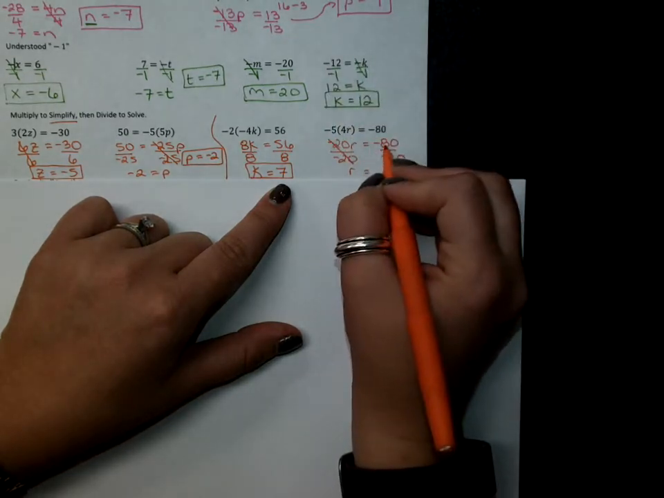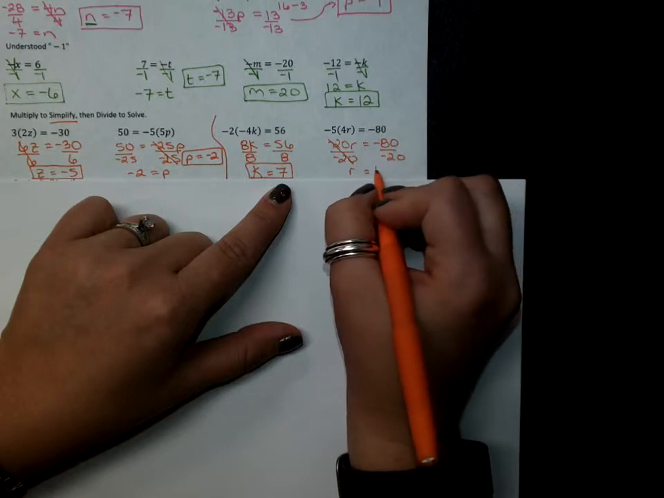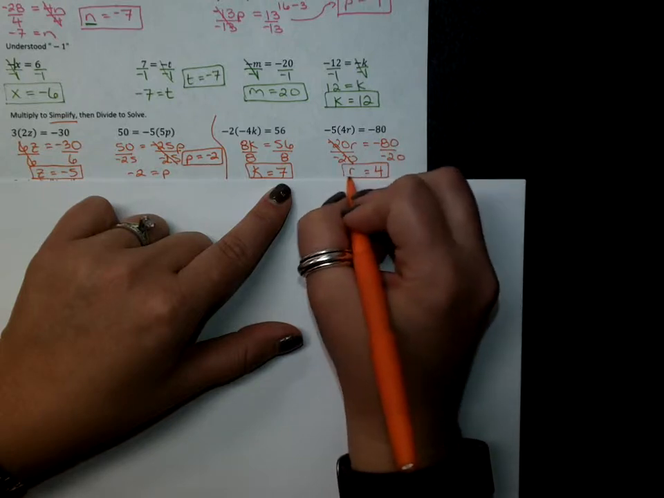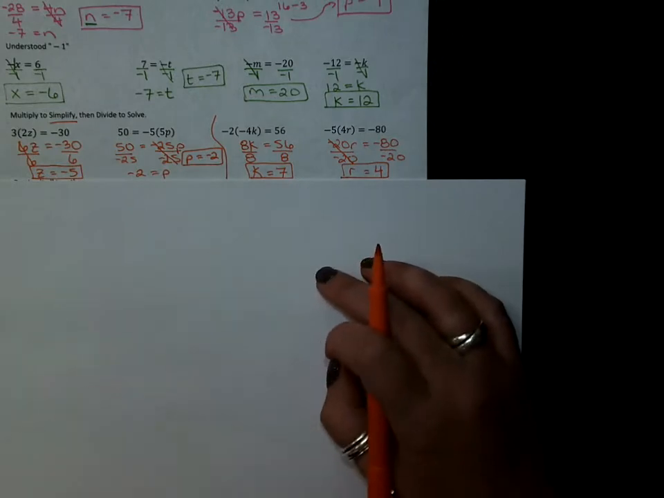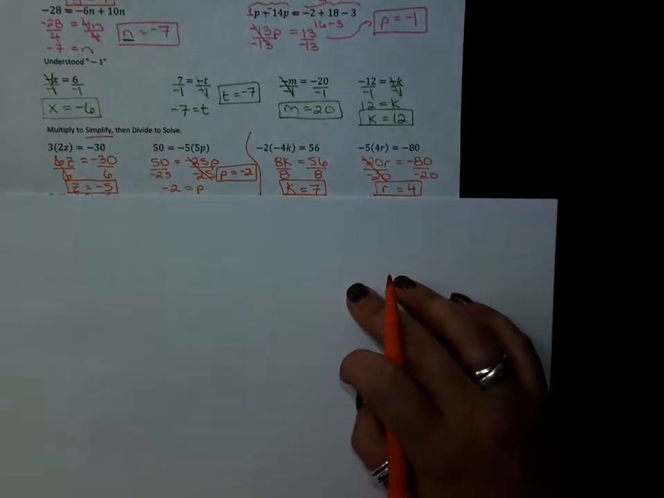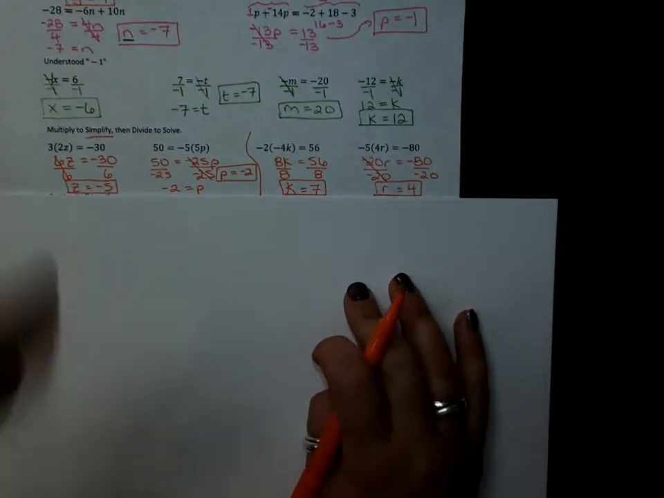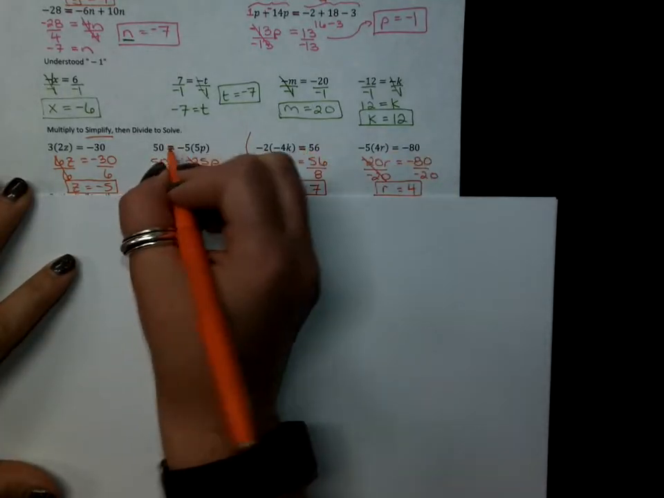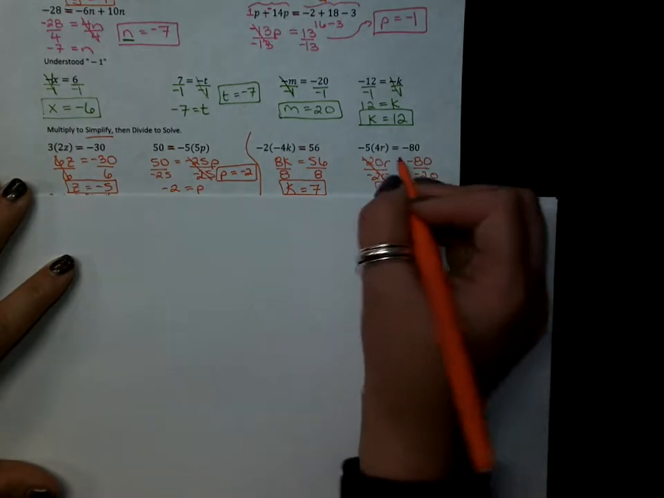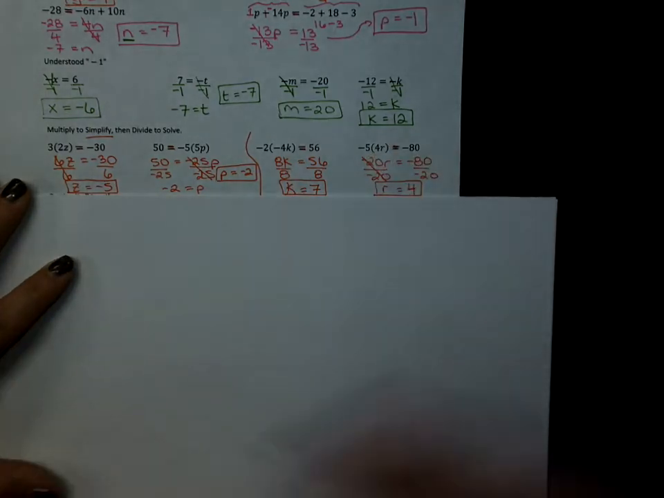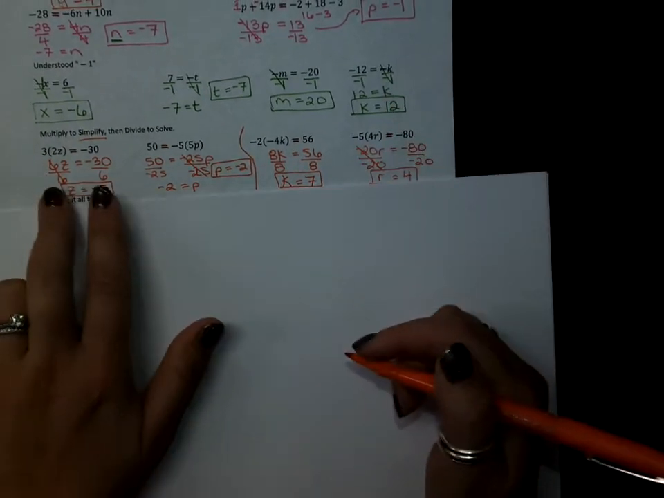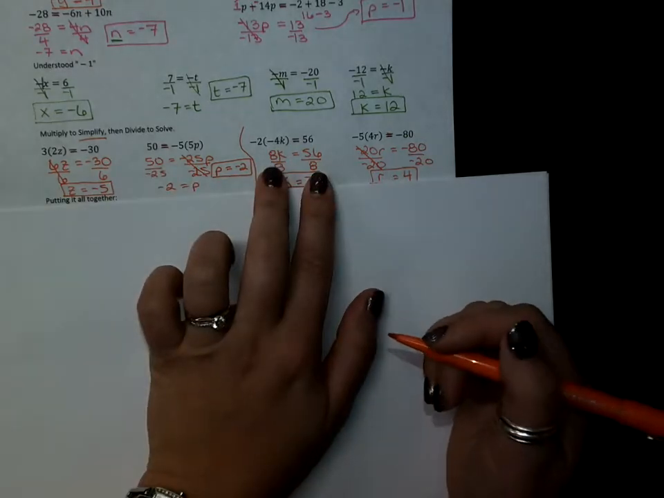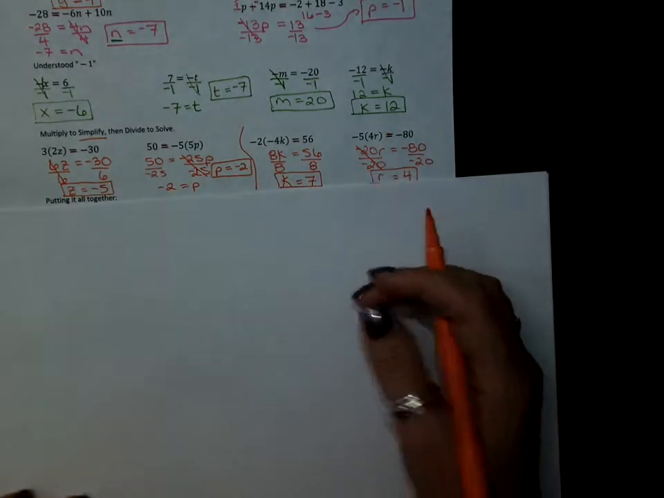R equals -80 divided by -20 is +4. So we're simplifying and then solving, and those are two separate pieces. Remember, when we simplify, we keep it all on the same side of the equation. We don't change anything across the equal sign when we're simplifying. When we're solving, that's when we do a duplicate operation on both sides, and that's the solving step.